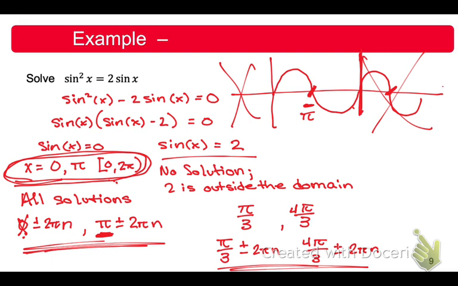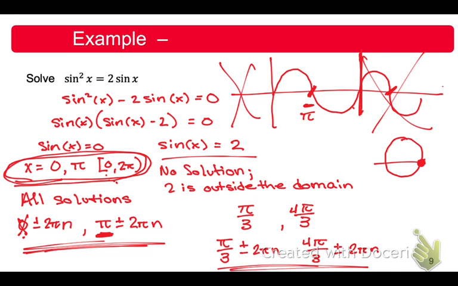So this means 0 is included and 2 pi is not included. Because in our circle, when I hit 2 pi, am I back at 0? Yeah. So you don't include it twice. If 2 pi was included, you'd have 3 answers. You'd have 0 pi and 2 pi. But they're not going to include both.